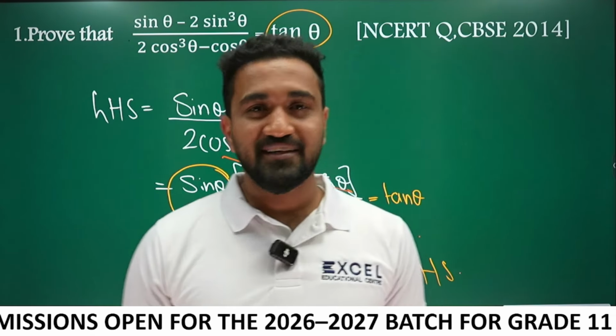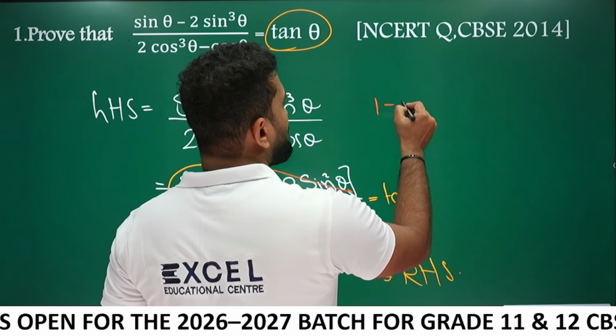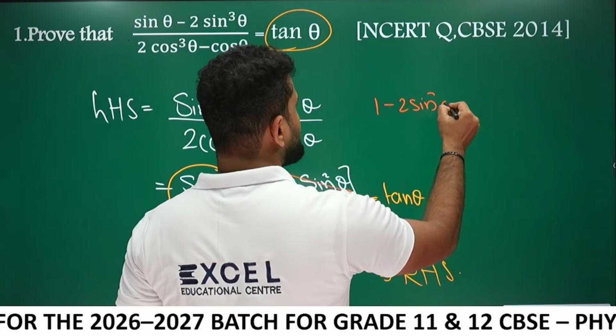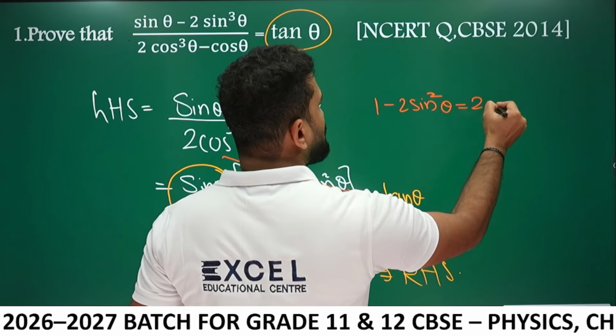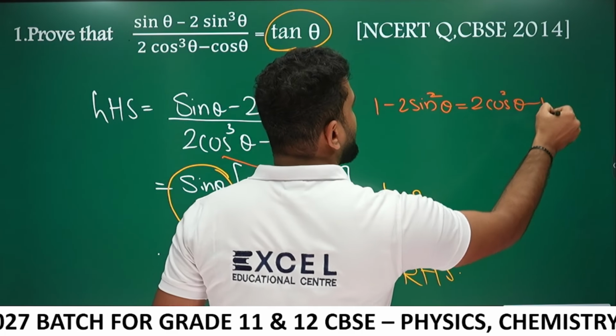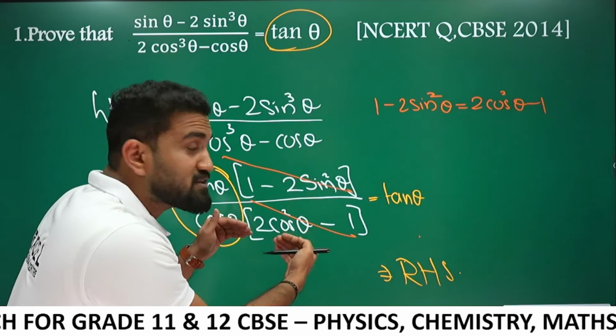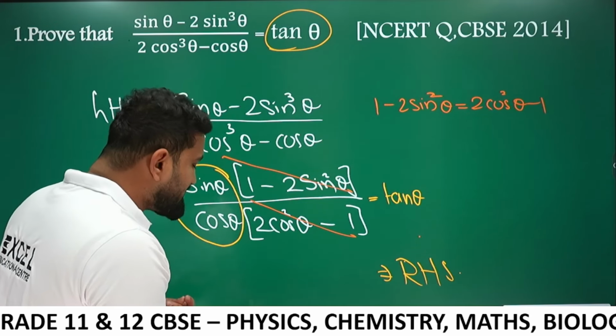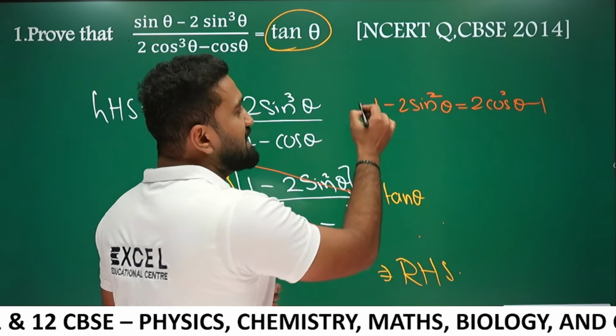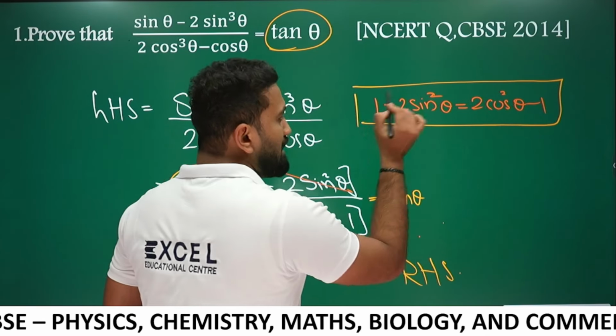Even though you don't know the answer, you have to say that 1 minus 2 sin square theta is equal to 2 cos square theta minus 1. These 2 terms are the same, and that is the reason for which you are cancelling them. Now the question is how you can say that these 2 terms are the same. Okay, let me give you the proof.